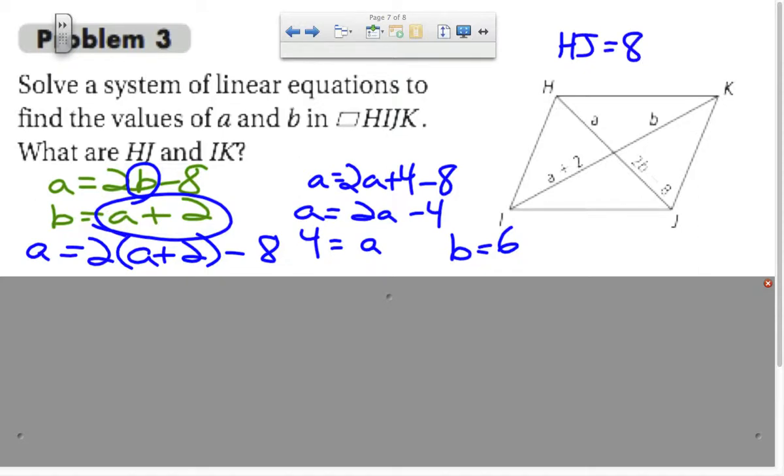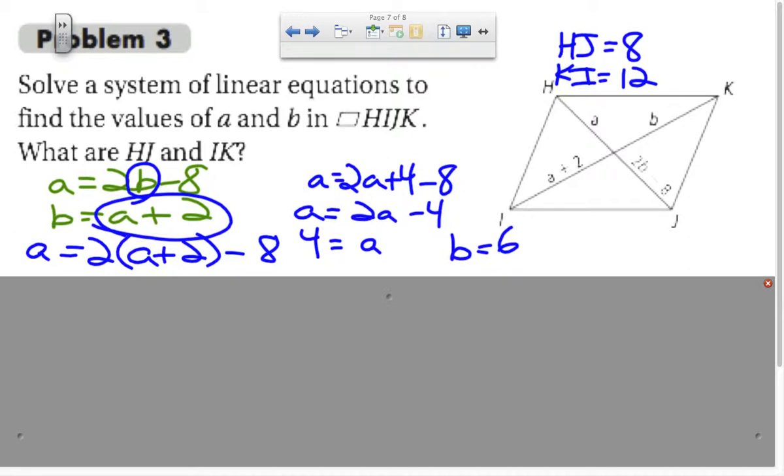By the same token, notice up here that this little part of KI is 6. So quickly, what's KI? It's 12. Now, of course, if you didn't catch that observation and you went through the process of figuring out what a was and then figuring out what 2b minus 8 was and adding them together, you'd end up in the same place.